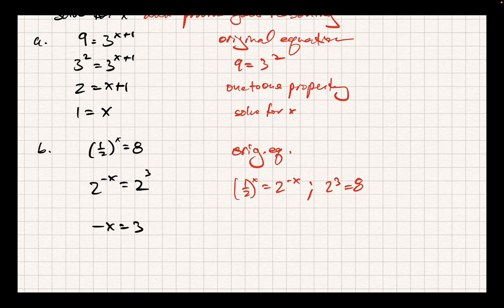And what's the reason for that? Because you divide by negative 1. What's my reasoning? Because of the one-to-one property. And then x equals -3. And then the very last step, you can just call it solved for x.